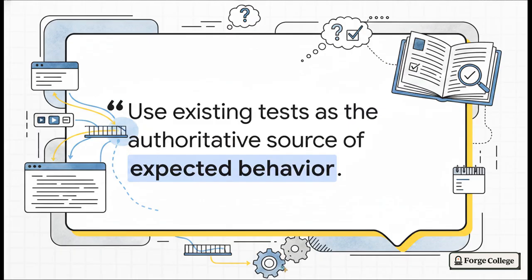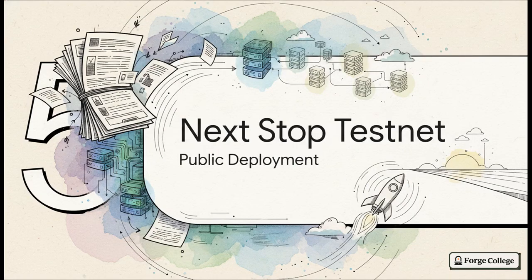If a reviewer ever questions how a function should behave, your test suite from Lesson 2 is the indisputable source of truth. Reference those test names directly in your docs. It perfectly bridges the gap between what you claim your code does and what it actually mathematically executes. And finally, Section 5. Next stop, the testnet.